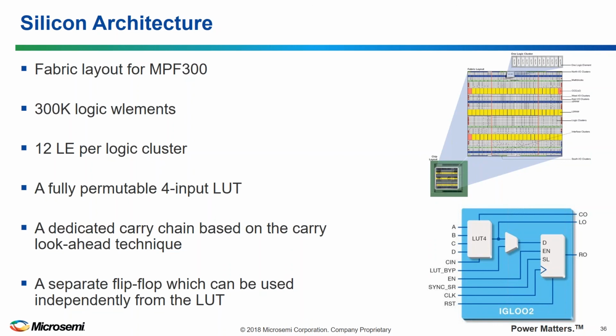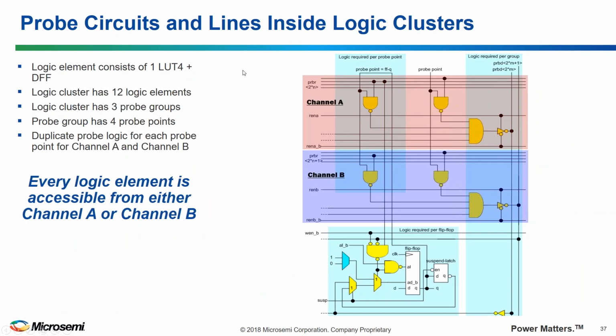So SmartDebug takes advantage of logic that's added to the basic logic that's available as a user. So in PolarFire, all the logic elements consist of a 4-input lookup table with a D flip-flop. Over the top of that, we've added logic that allows us to bring out some of these signals that we can take to one of two pins that you can probe.